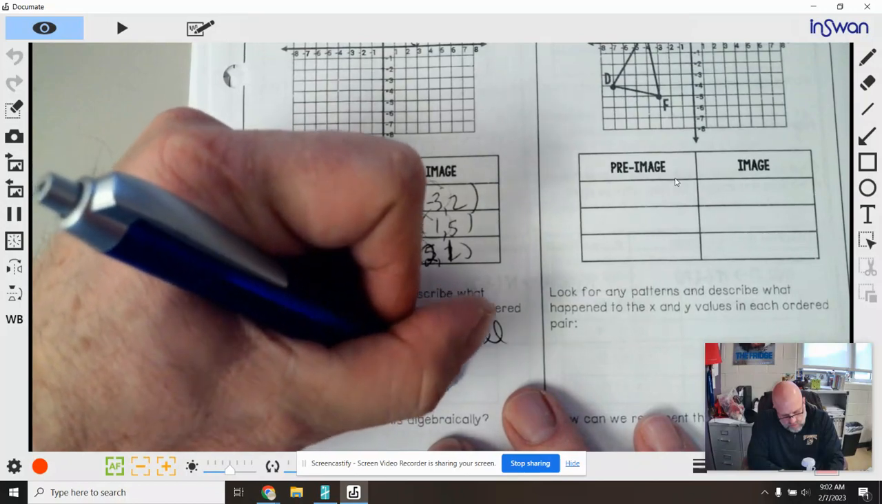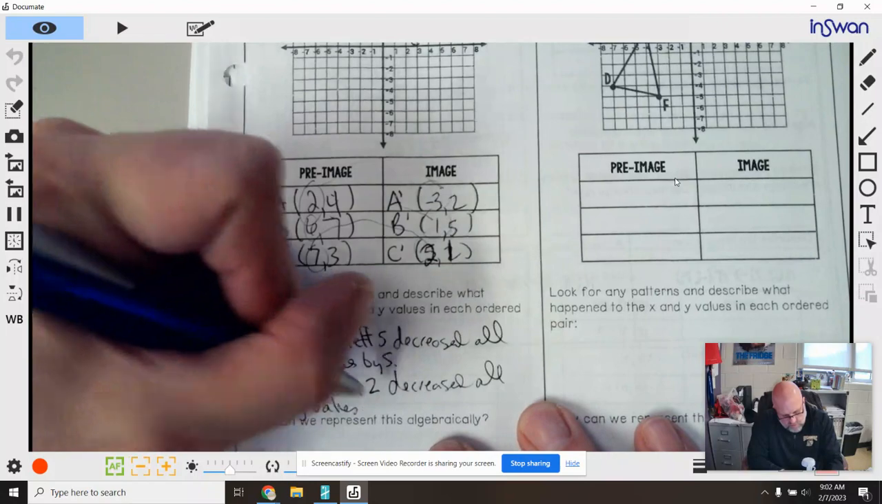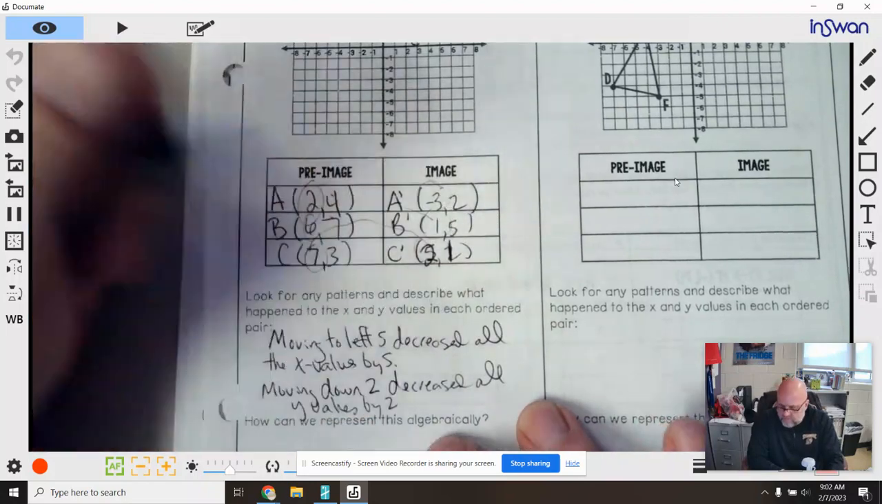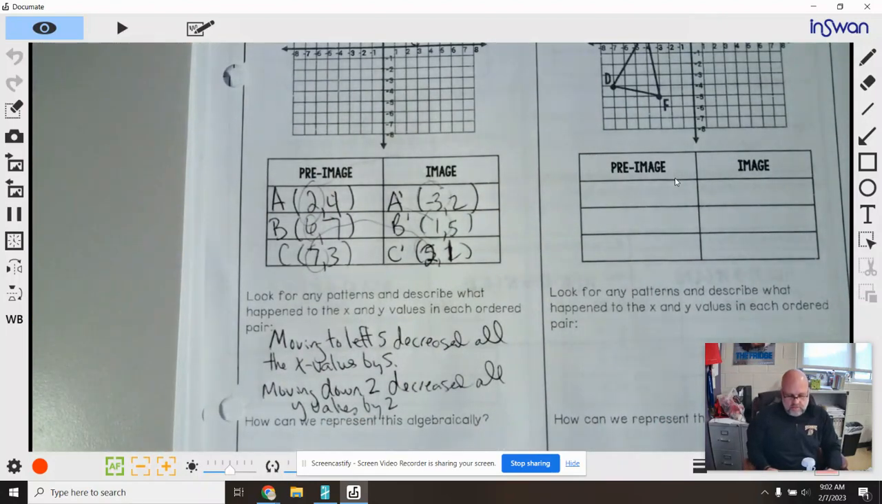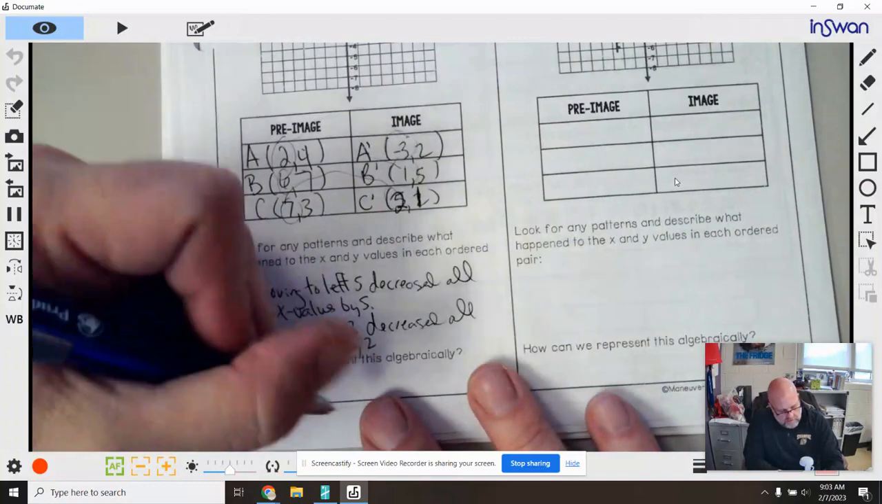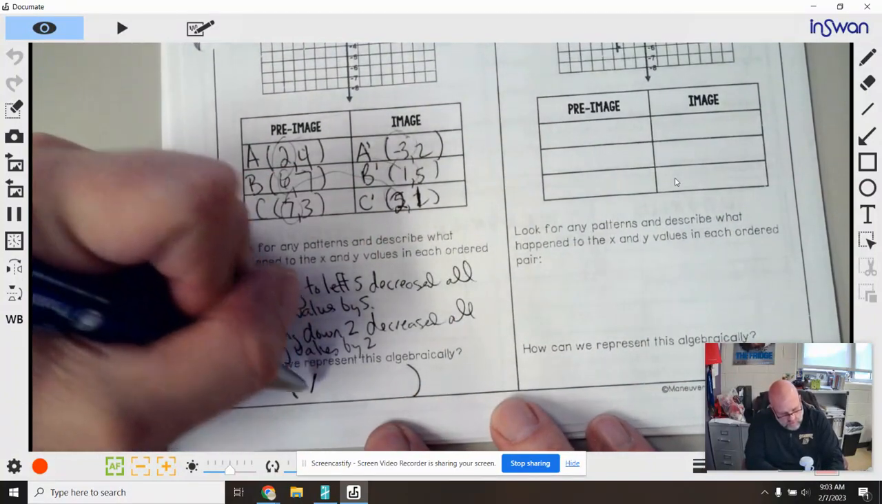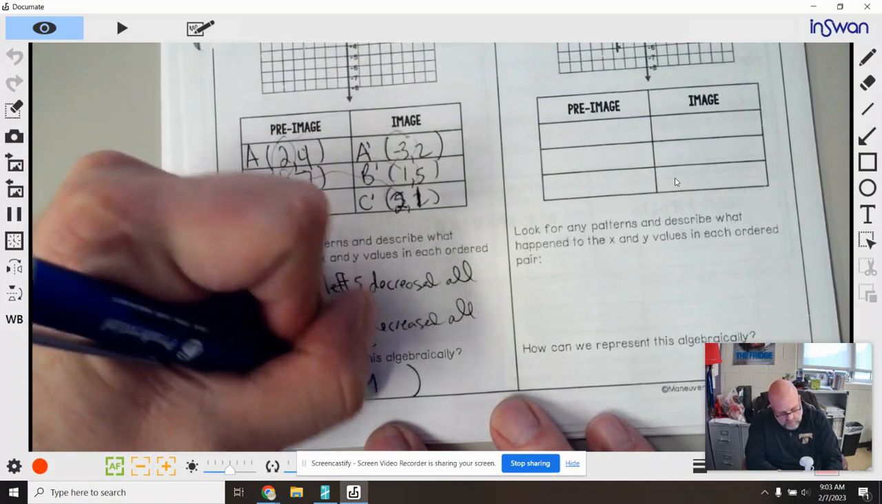Decreased all y values by 2. So we basically just subtracted everything. Okay, so the next question asks, how can we represent this algebraically? That means if I was to write a rule for this, so I started with my x, I started with my y.